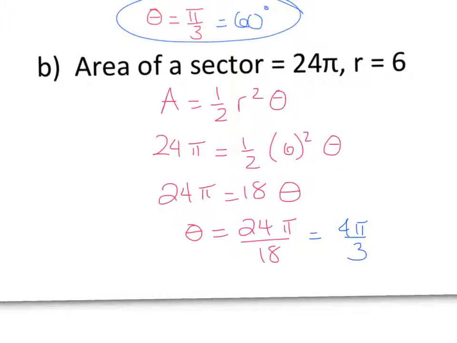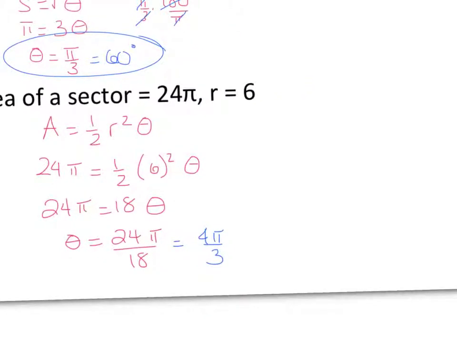And I want to convert that to degrees now, so I'm going to take theta, 4 pi over 3, multiply it by 180 over pi. This reduces, 3 goes in here 60 times, and 60 times 4 is 240 degrees.